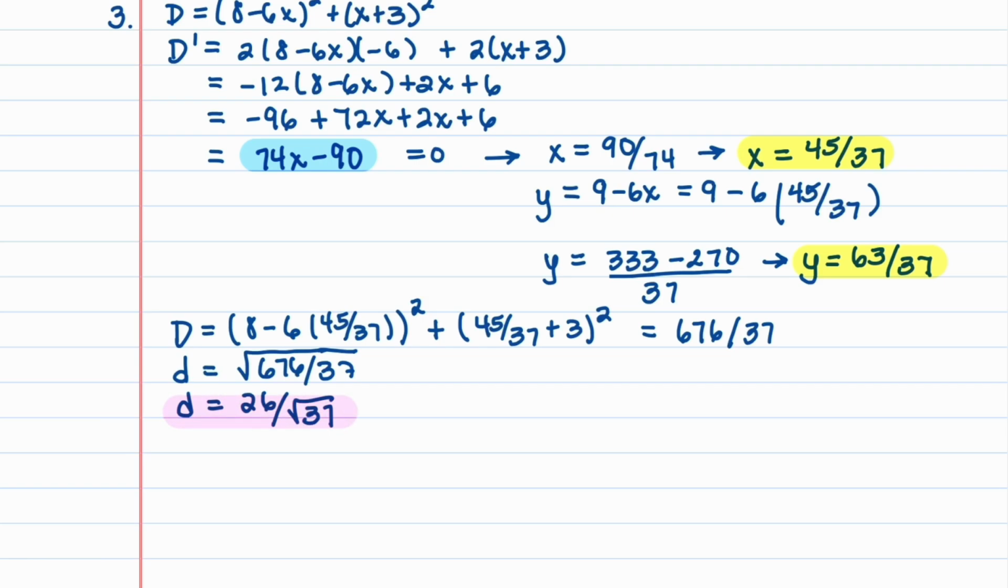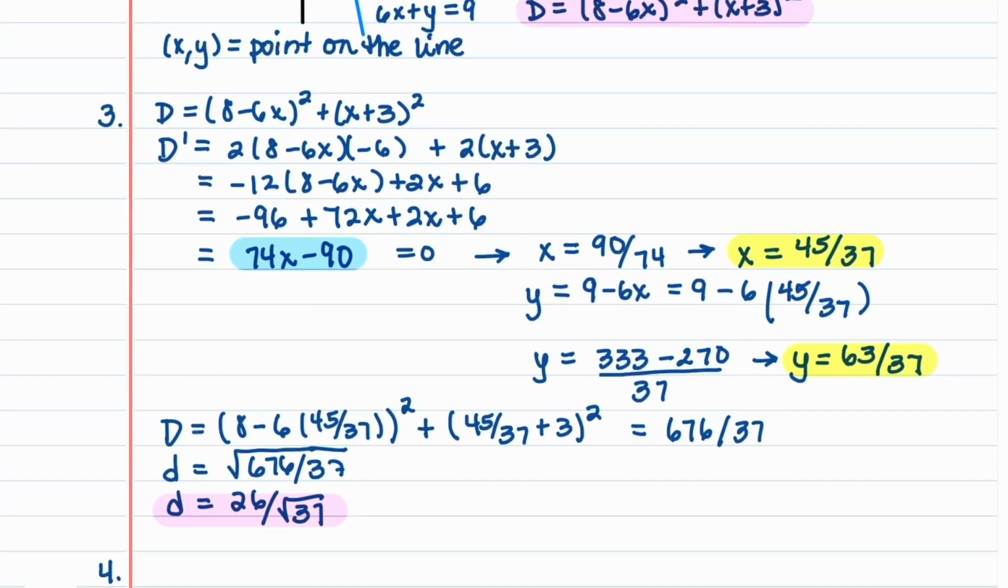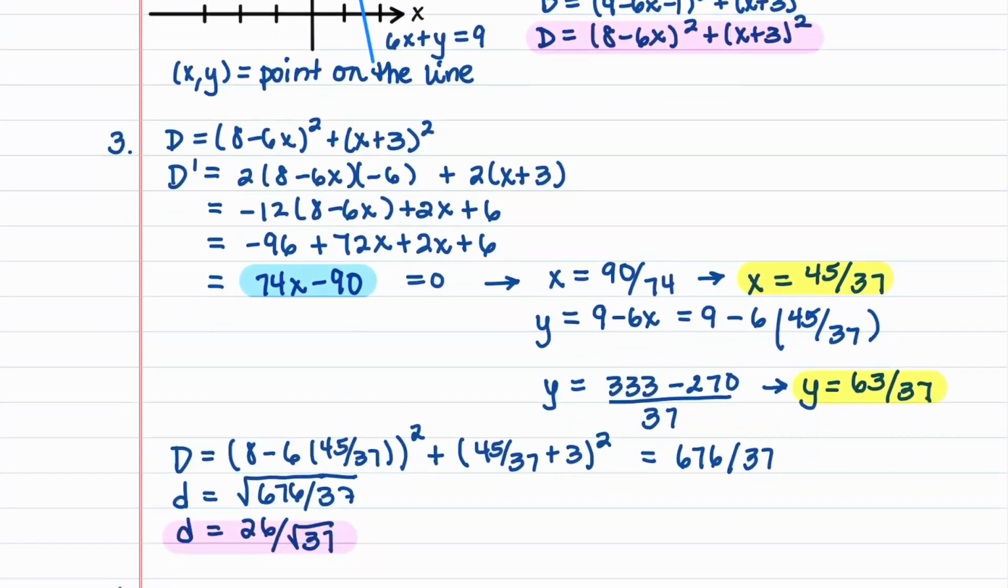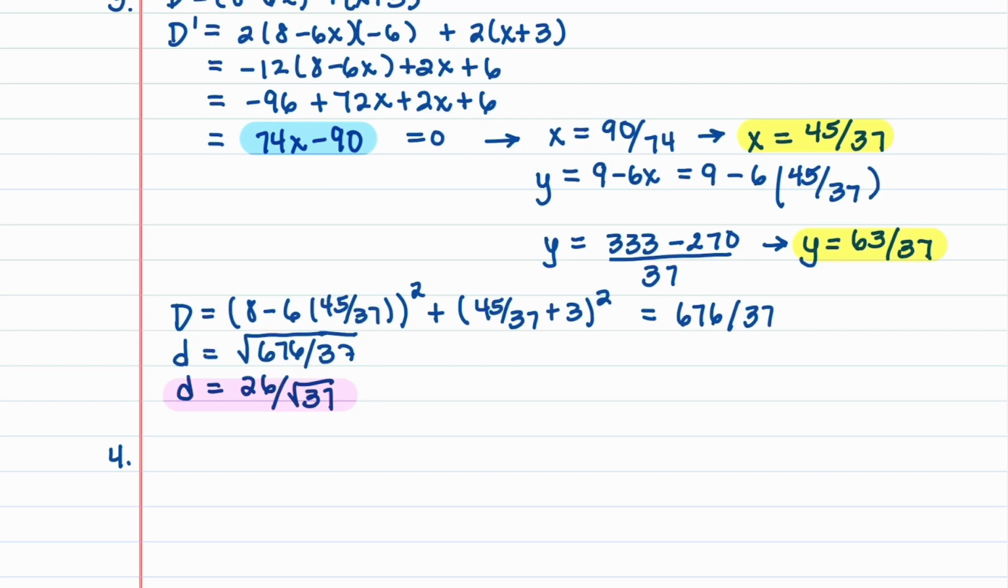Now, it may feel that we're done, but we are not. We need to justify that this distance is a minimum. Let's go back up and fill in our domain. If we go back up to our problem, we have no constraints given on x. So that means that x can be anything. So we're going to say that minus infinity is less than x is less than infinity, and this is an open interval. So for our justification, we can use the first derivative test or the second derivative test. Our first derivative is highlighted up here in blue. It's really simple, so we definitely want to use the second derivative test.